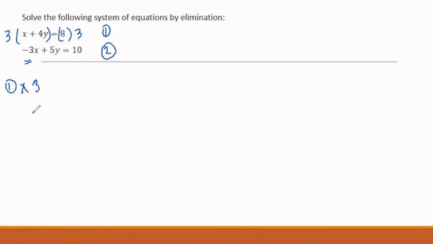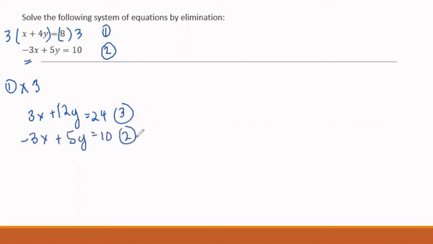In any case, 3 times x is 3x, 3 times 4y is positive 12y, and 8 times 3 is 24. And I'm going to call that equation 3 just so I can refer to it, because it's equivalent to equation 1. If I graphed it, it would look exactly the same. But I'll call it equation 3 so we know which combination we're looking at. Okay, let's rewrite equation 2 underneath. Equation 2 is negative 3x plus 5y is equal to 10. We haven't altered it, so I'll continue to refer to that one as equation 2.